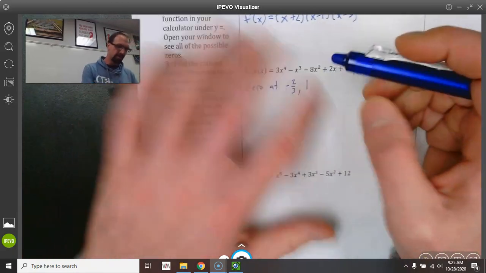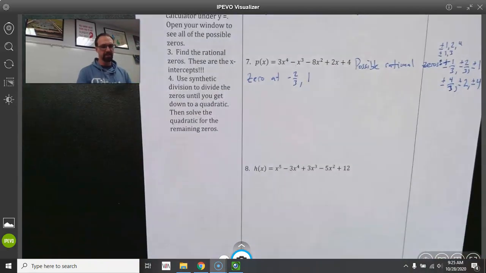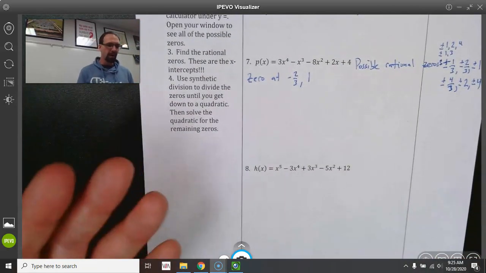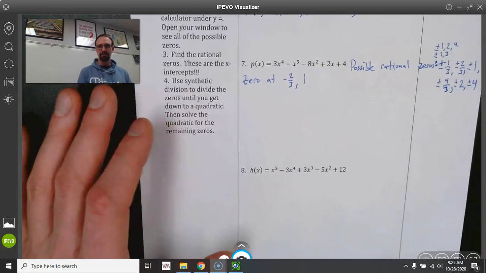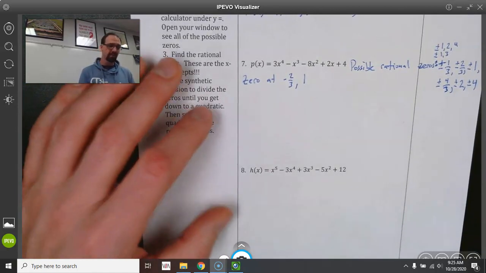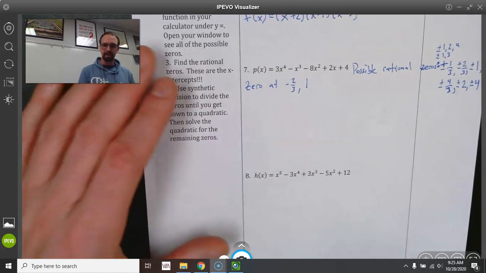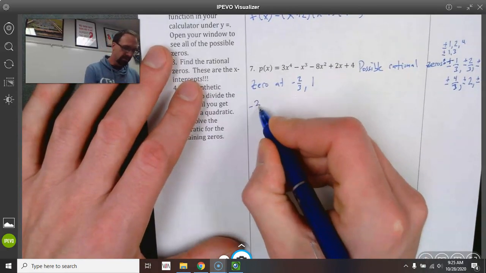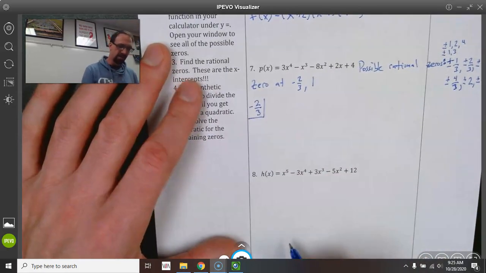The negative 2/3 throws off students. Like when they see it at negative 2/3, it's like, well, what do I use for my synthetic division? Don't let the fractions confuse you. We would use negative 2/3. So let's do that one first. So again, synthetic division, negative 2/3.